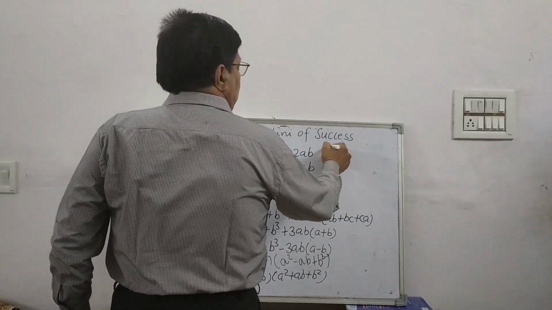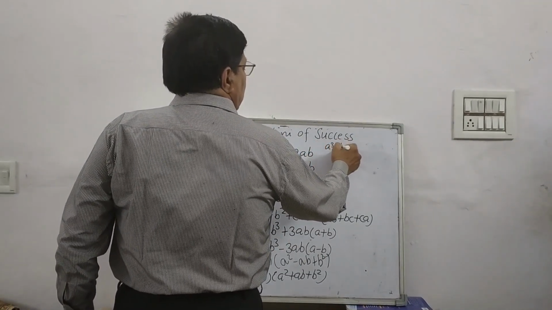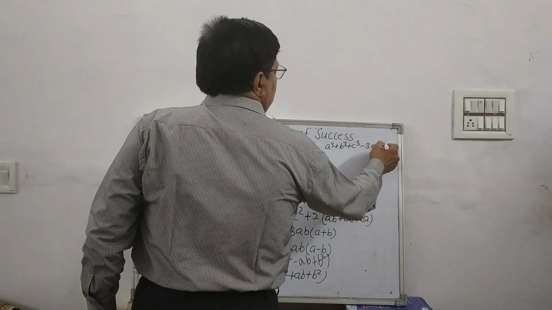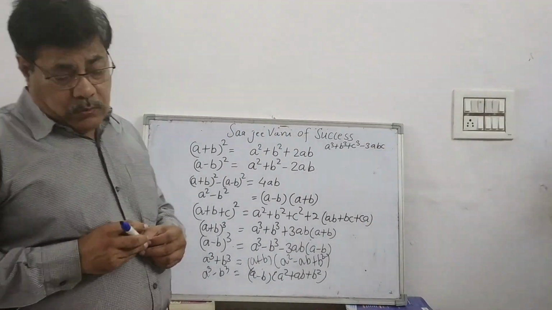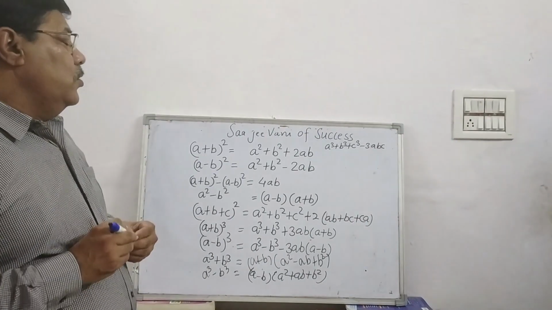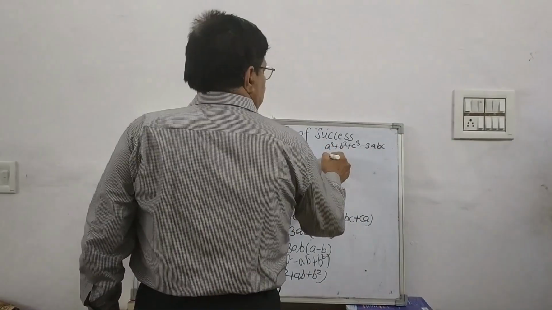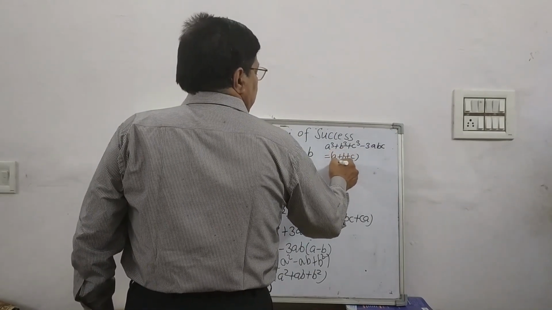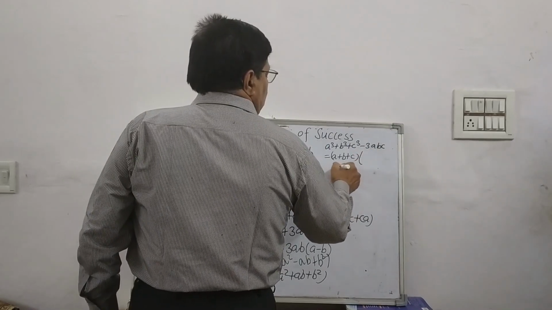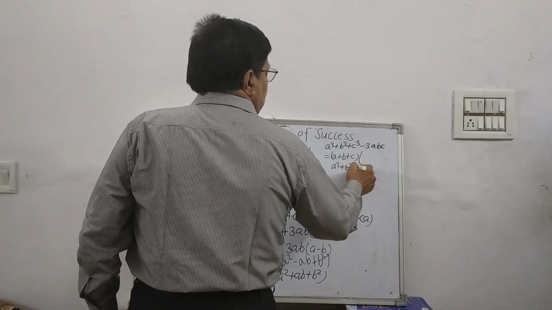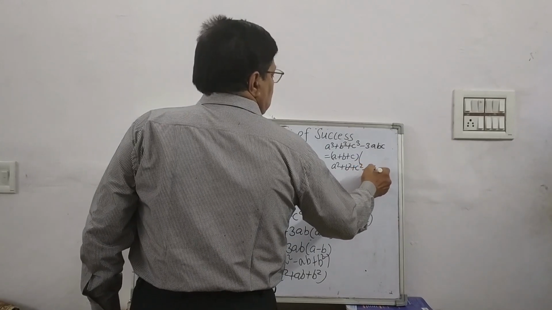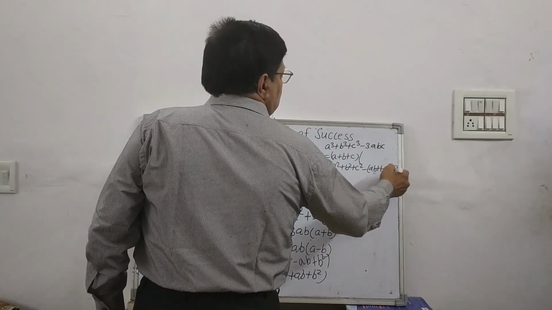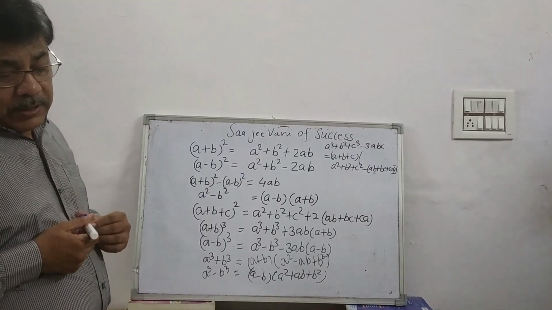Okay, should I write it here? Okay. a cube plus b cube plus c cube minus 3abc. So what will be its expansion? Its expansion will be a plus b plus c. In the second bracket, what will come? a square plus b square plus c square minus ab minus bc minus ca. Clear? So these are the algebraic identities.